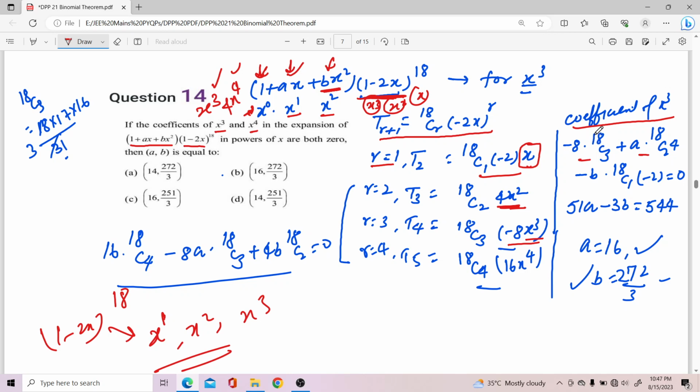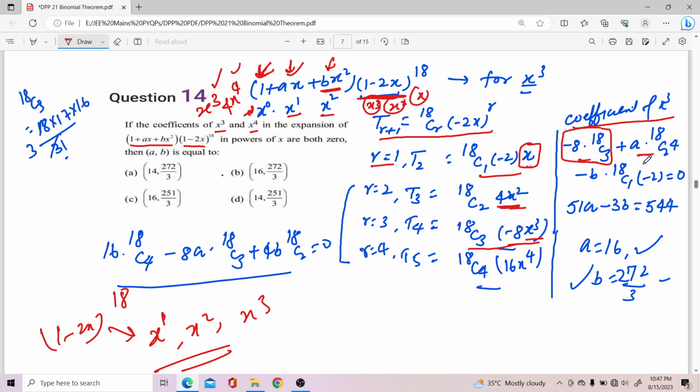Now you can see how this term came. Let me talk about this. So this is minus 8, 18C3. This has to be multiplied by this one, so then only you can get the power of x raised to 3, right?